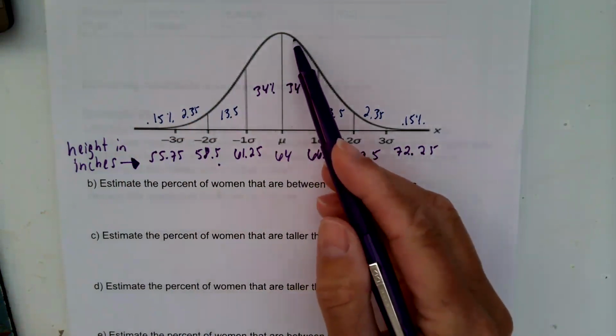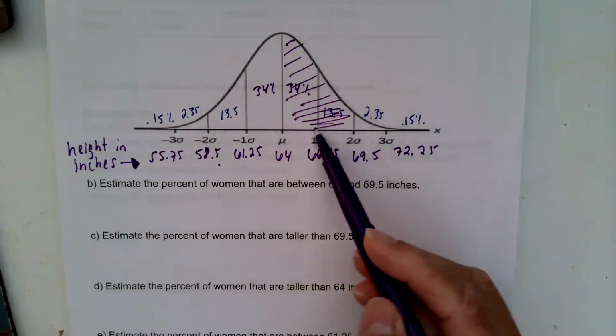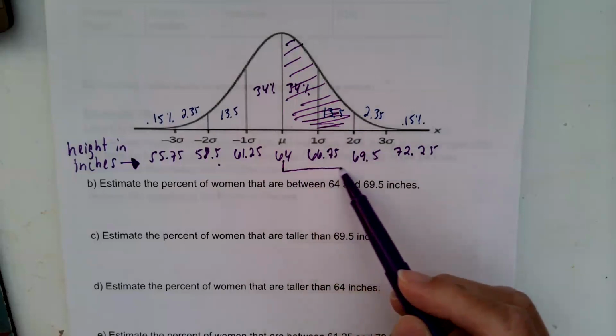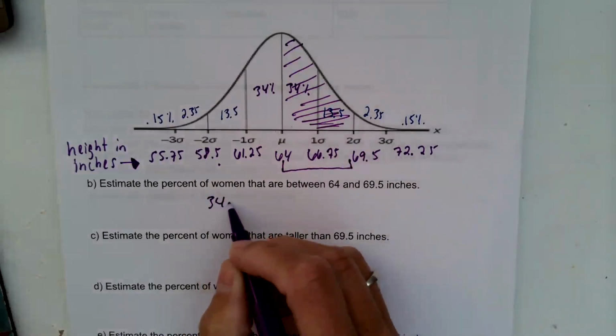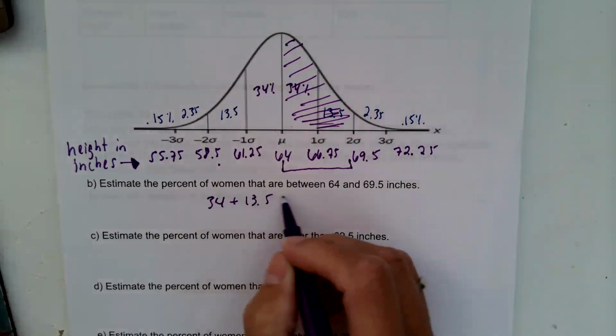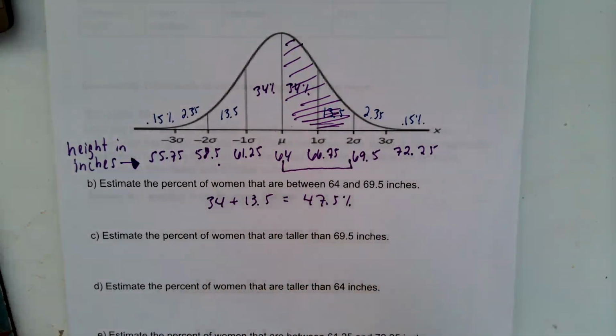I'm just going to show you here. That would be everyone within here, 64 to 69.5. So that would be 34 plus 13.5, which is going to be 47.5%.